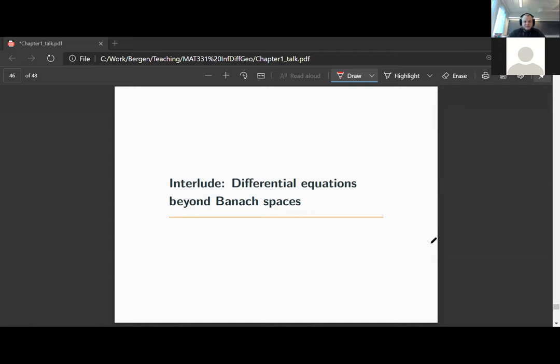Right, so let us consider differential equations beyond Banach spaces. As you should have seen in an analysis or calculus lecture, up to Banach spaces, the usual theory of ordinary differential equations holds basically without any major obstacles. So what do I mean by this?